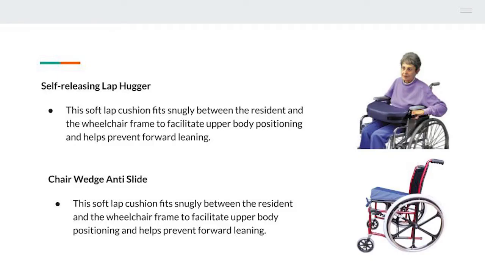The next picture is called a self-releasing lap hugger. This soft lap cushion fits snugly between the resident and the wheelchair frame to facilitate upper body positioning and helps prevent forward leaning. The next product is a chair wedge anti-slide, and this can be used as a non-restraint product to help prevent people from sliding off chairs.